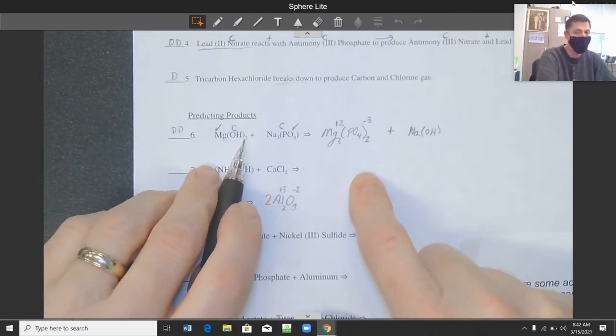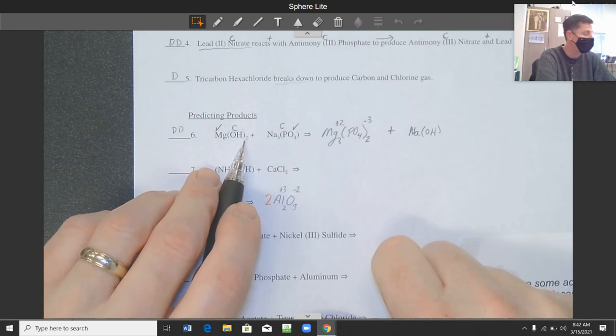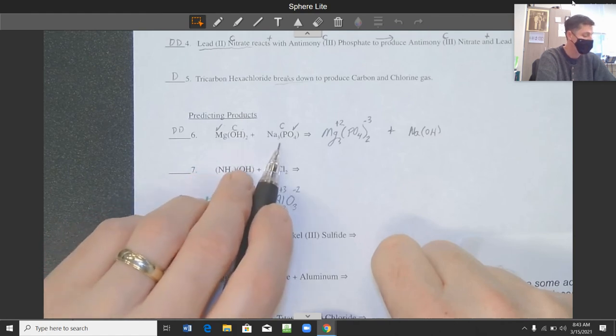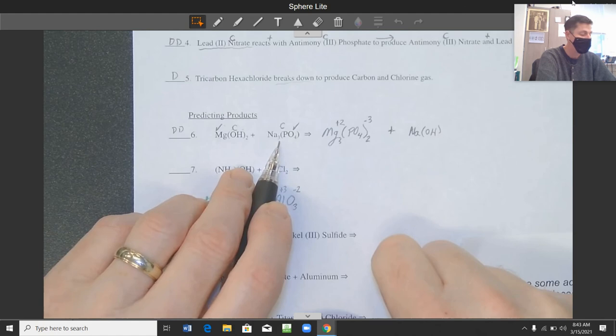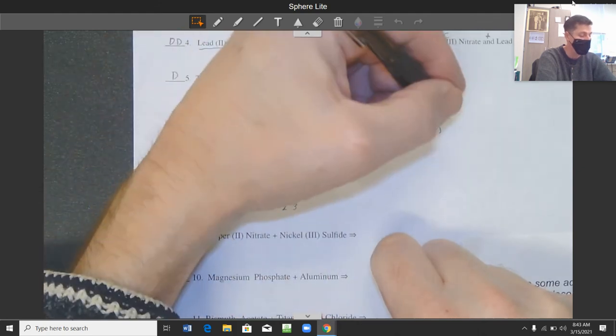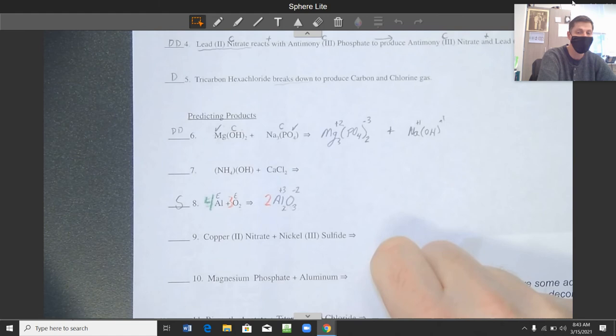Do I carry this 2 over? No. That 2 was there only to make this compound stable. Just like this 3 was there only to make that compound stable. That's why we always have to put our charges up. That's why it's so important you actually be able to figure out what those were.